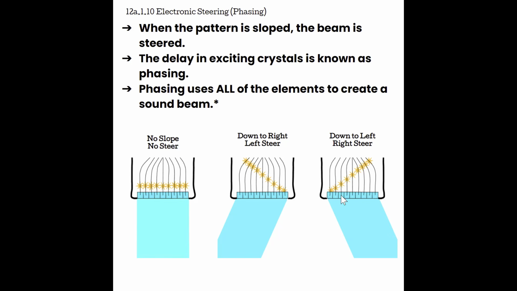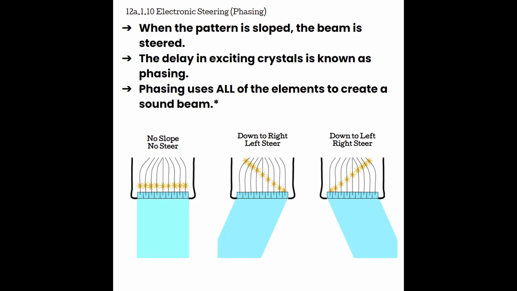So when you have a sloped pattern, you are steering the beam. We can kind of prove that then with our no slope. If we were to connect left to right here and then draw a line straight from it, we will see that this pattern creates a straight beam, no type of steering. In transducers that only use phasing to steer the beam, all of the elements are needed to create the sound beam. So all of the elements are activated. The pattern in which they receive the voltage is going to determine the steer of the sound beam.